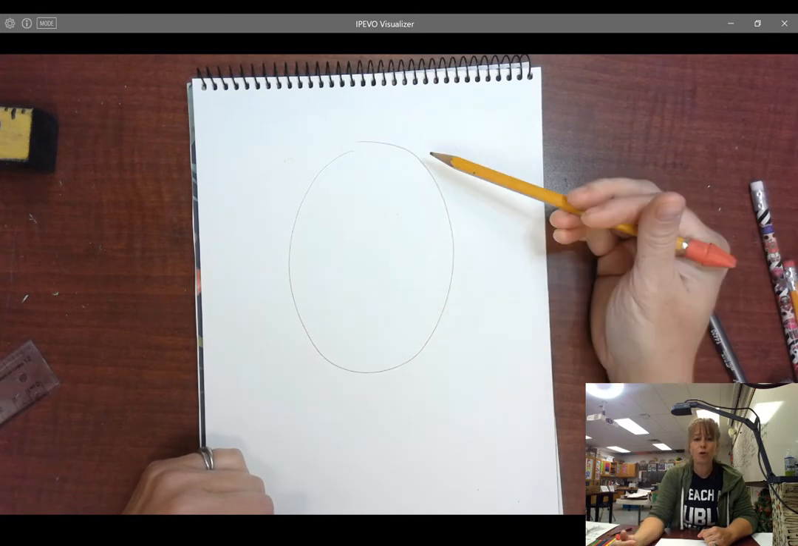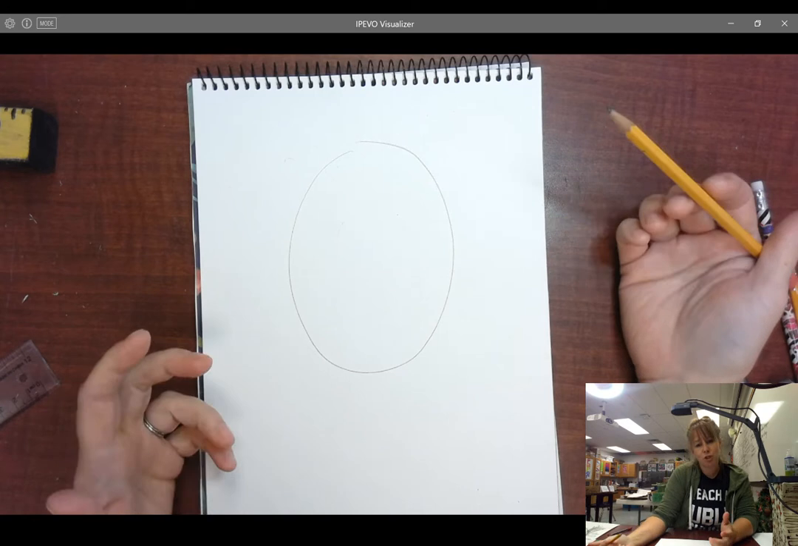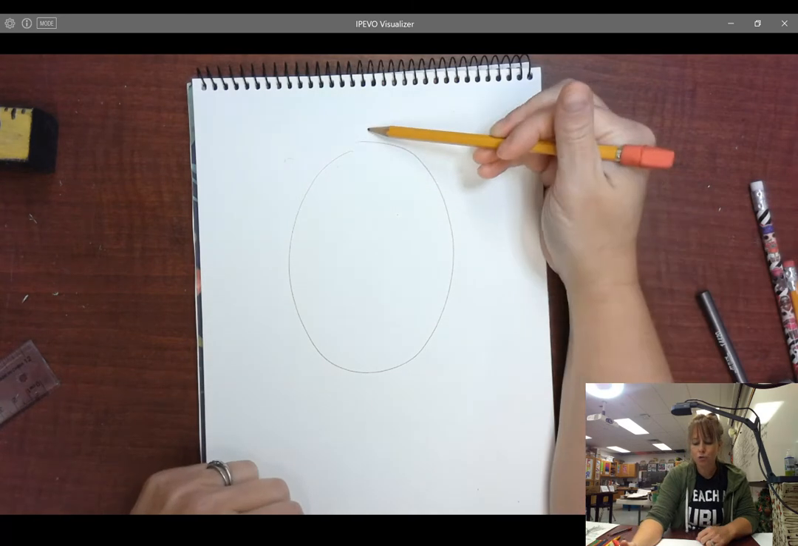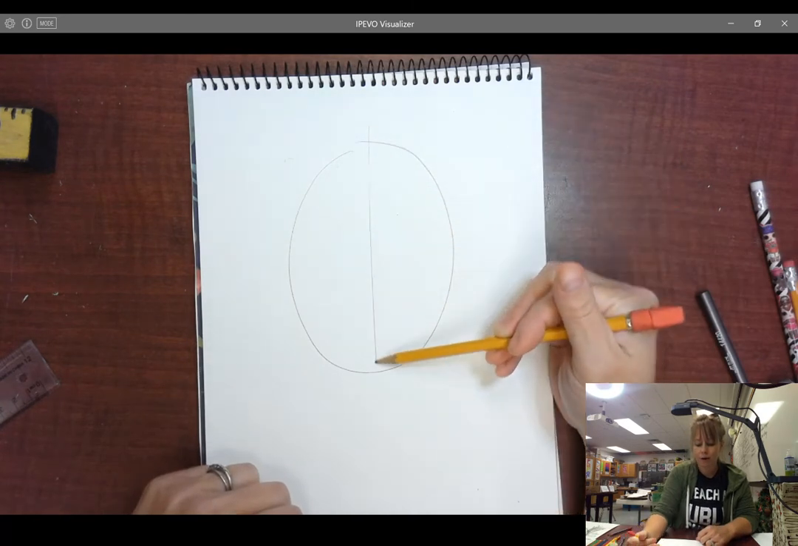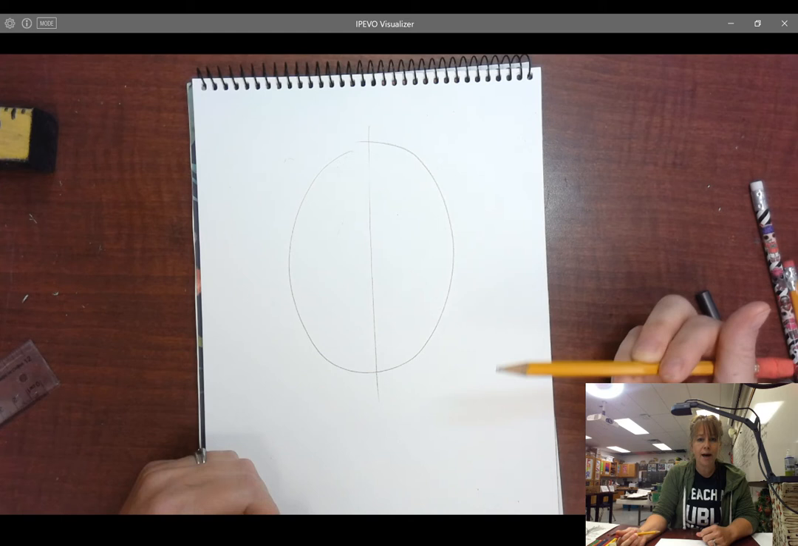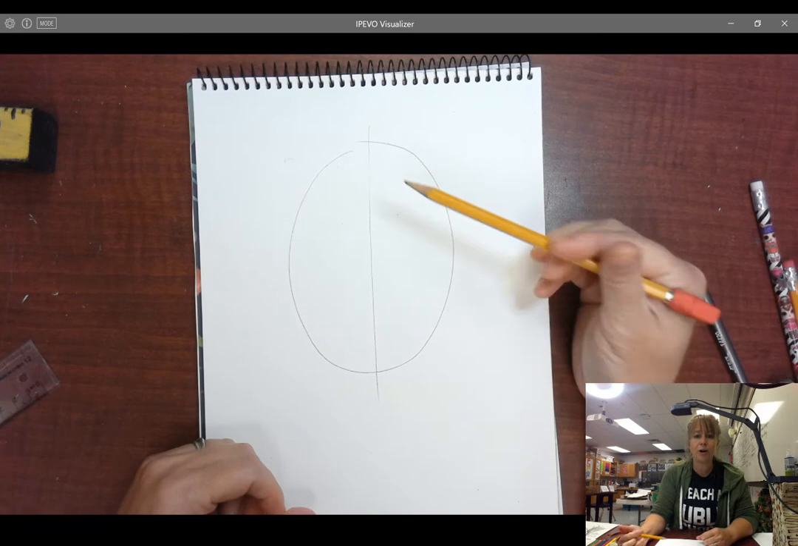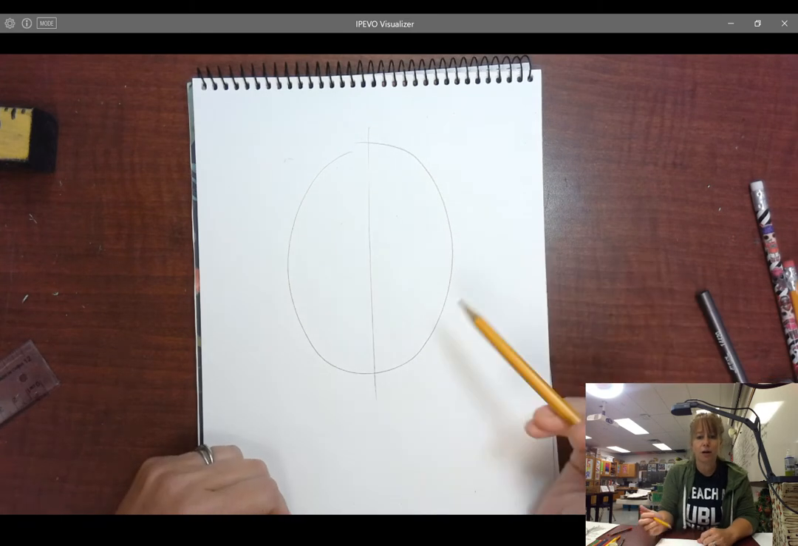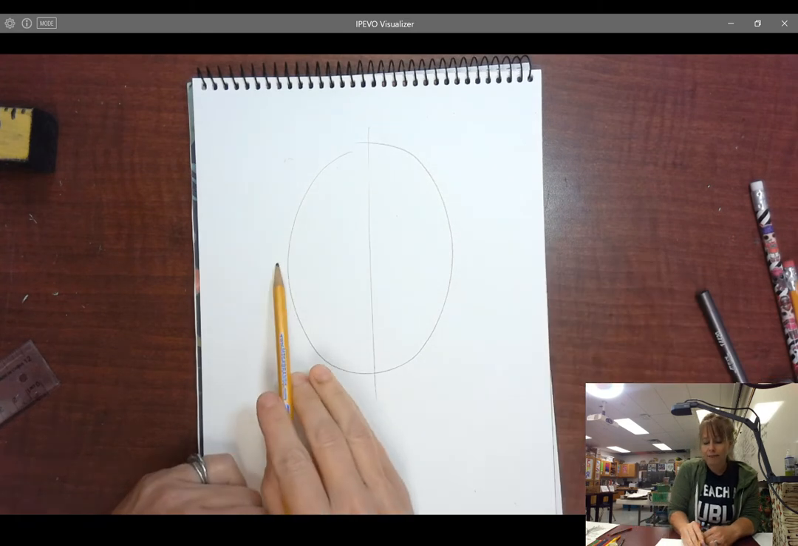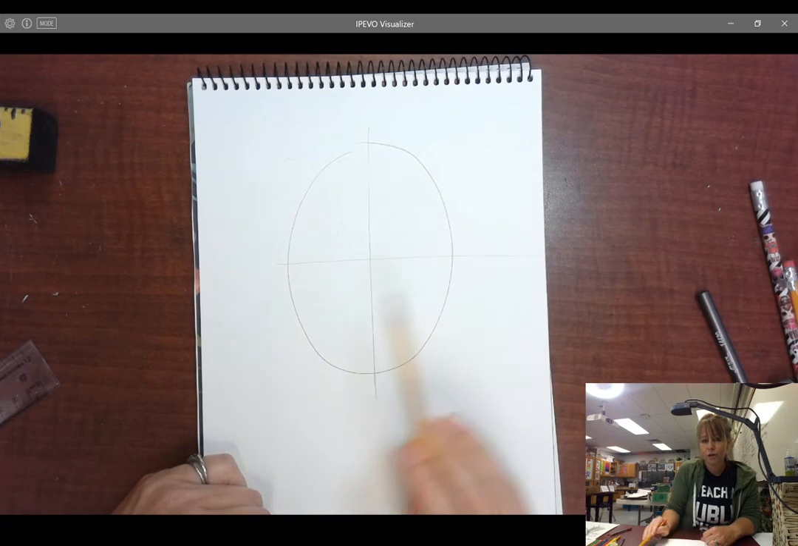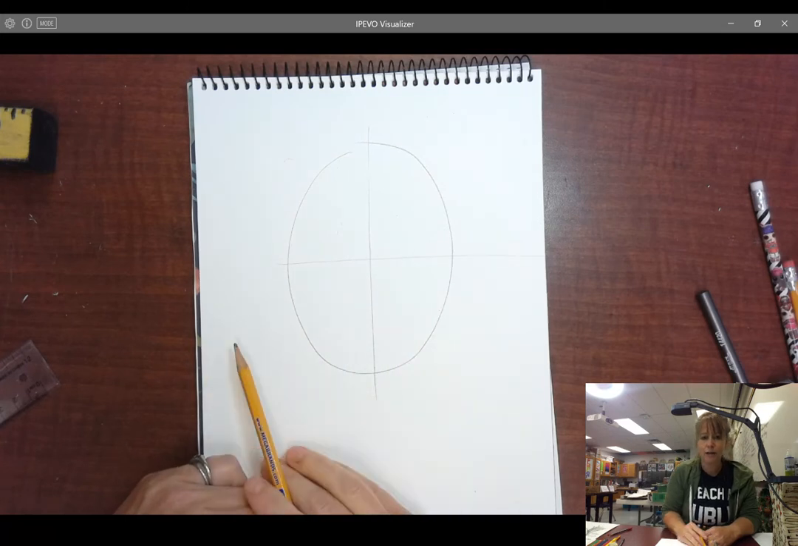So once you've drawn your oval, which is the approximate shape of a head, I'm going to draw a line of symmetry down the middle. Now you could use a ruler for that, or just freehand it. It doesn't matter. Most of that line will be erased later. I'm going to now divide this in half horizontally. Again, most of that will be erased later.